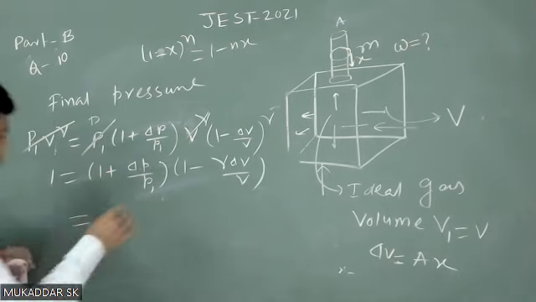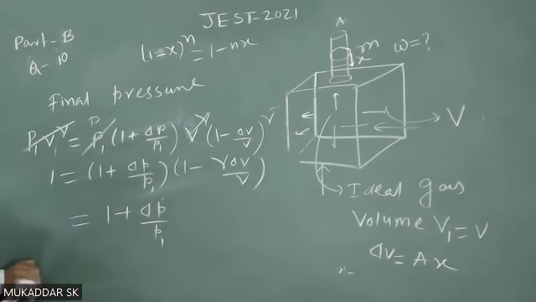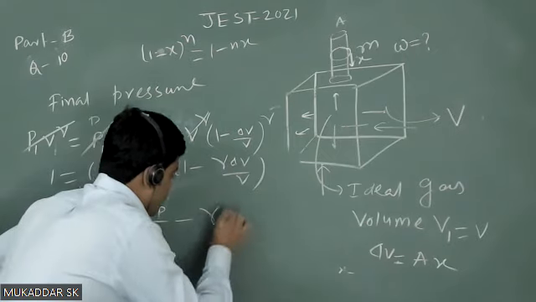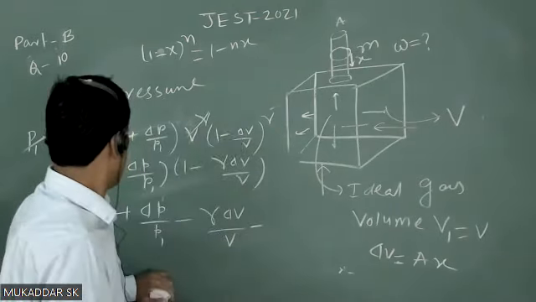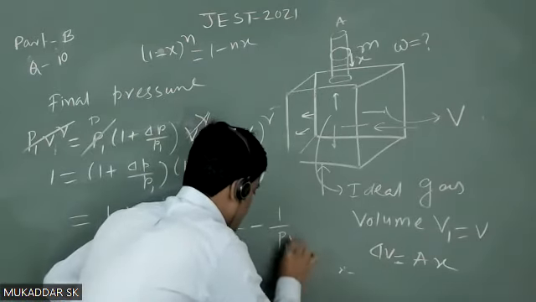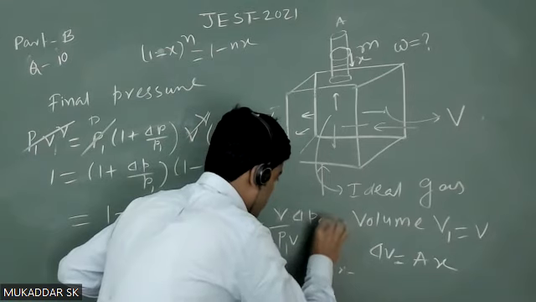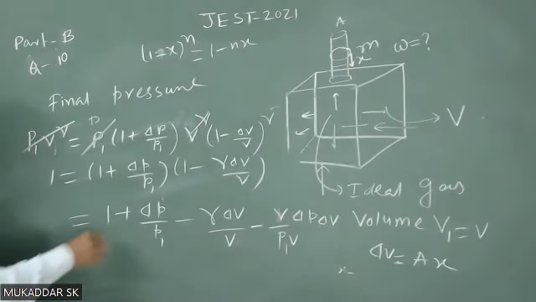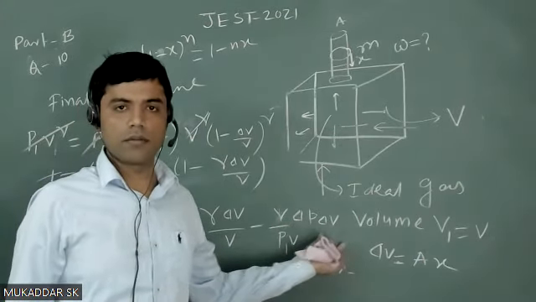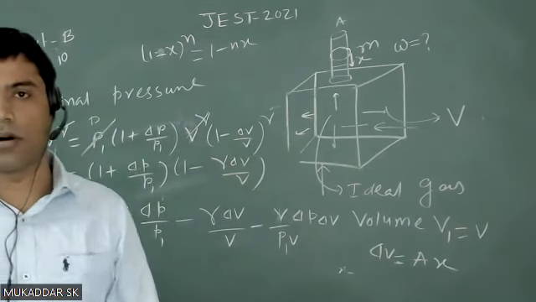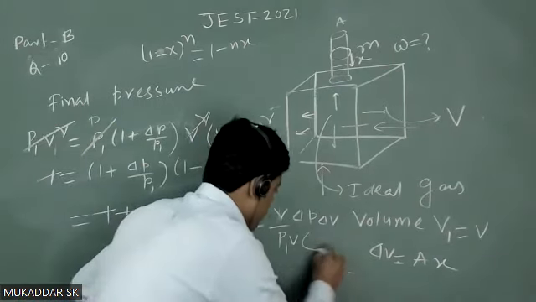Okay, and then if we just multiply, you'll have 1 plus ΔP by P₀, then minus γ ΔV by V, and then you have γ ΔP ΔV by P₀V₀. So this 1 will be cancelled. ΔP is also a very small quantity, and ΔV is also a very small quantity. So when you have two very small quantities and you multiply them, it will be even smaller, and that tends to 0. So I can basically ignore this term here.